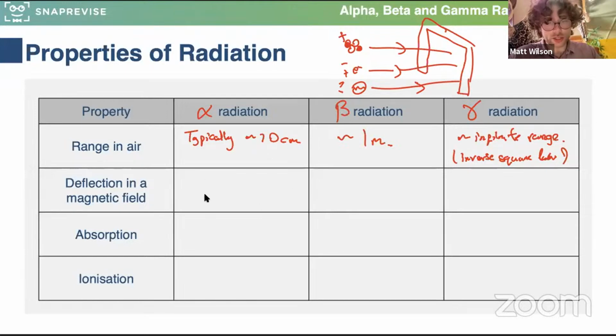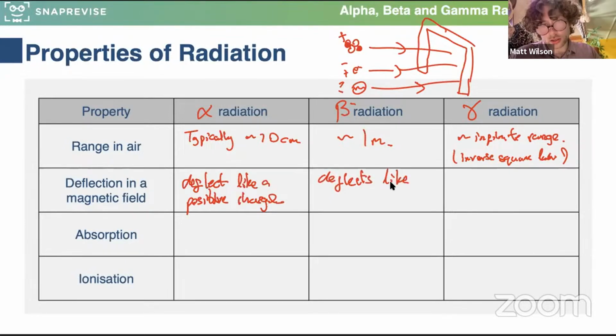So alpha radiation, you can see it because it will deflect like a positive charge. For beta radiation, at least beta minus radiation, you'll know it straight away because it deflects like a negative charge. The confusing case is the positive case because it could still be a positron or an alpha particle. Negative, it's definitely beta minus.